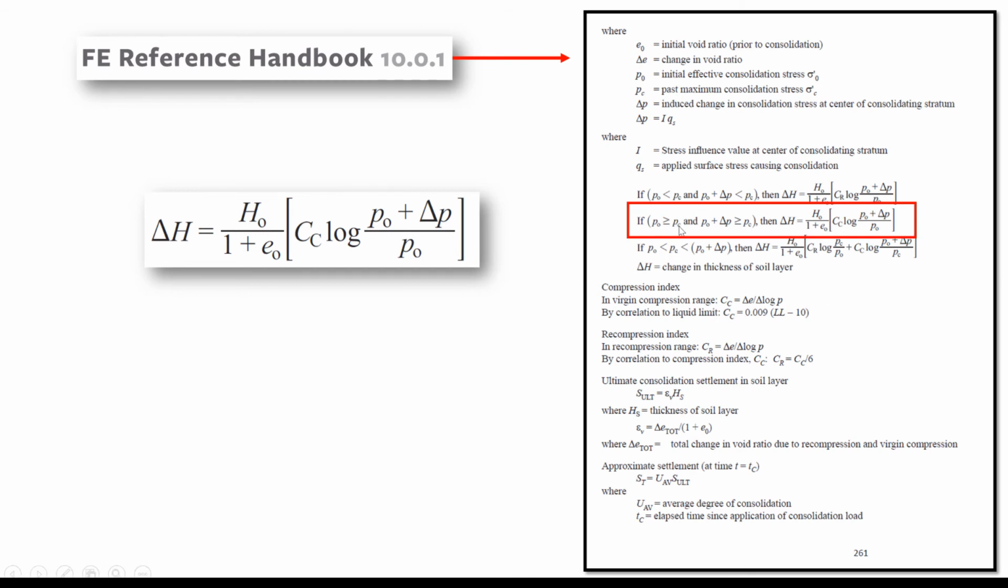So P naught has to be greater than the P preconsolidation, and P naught plus delta P has to be greater as well than P preconsolidation. So that's why we're using this equation. It's in your reference manual, version 10, page 261. And by the way, on the same page, you're going to see the C sub C, the one we just used in example 1. You see, this is the equation based on the liquid limit, and this one is based on the change in void ratio and the change of stresses.